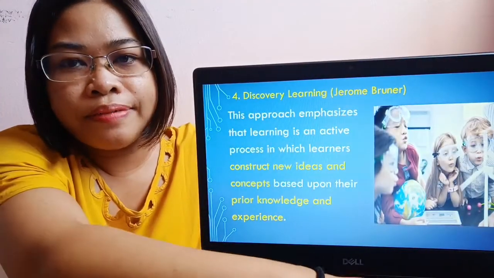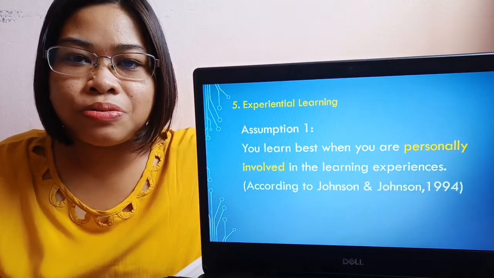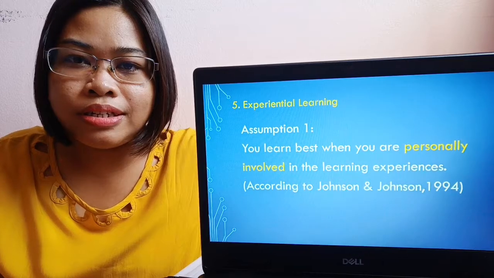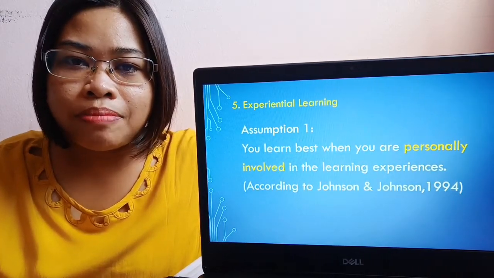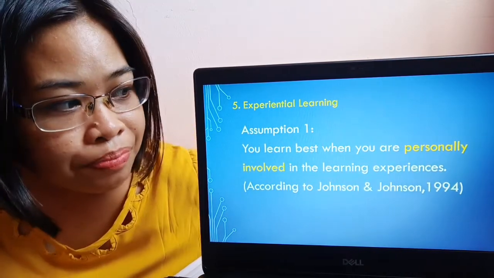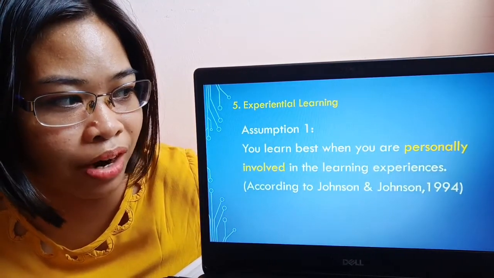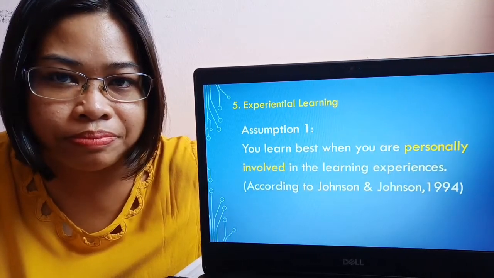Next is the experiential learning. According to Johnson and Johnson, in 1994, there are three assumptions about experiential learning. First is that you learn best when you are personally involved in the learning experiences.